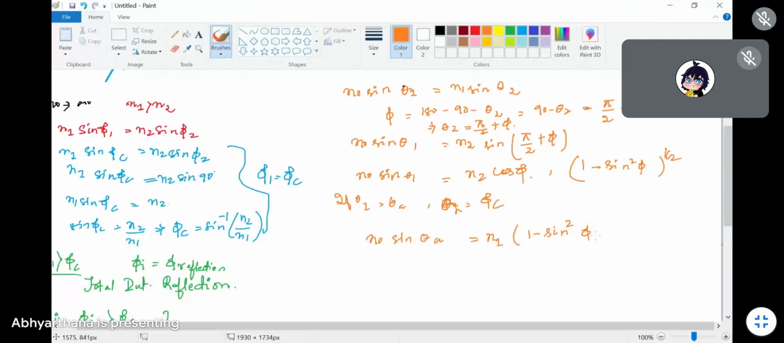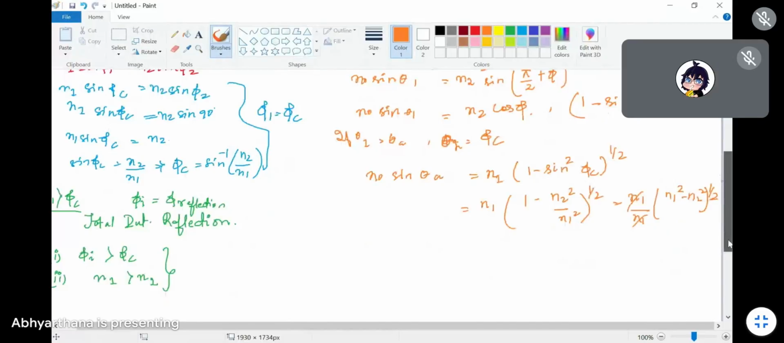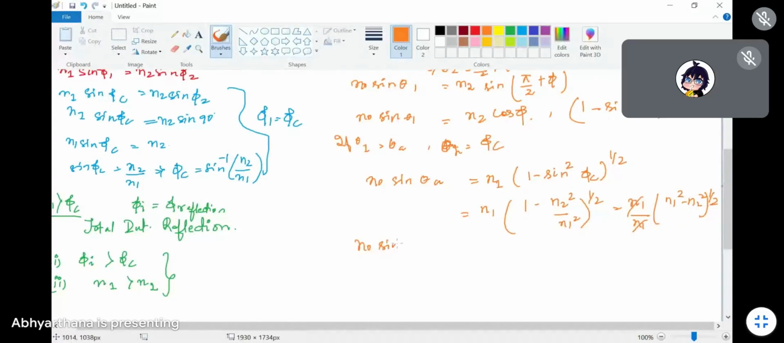So now if you remember, our sine phi c is nothing but n2 by n1. Okay. So it is nothing but 1 minus n2 square by n1 square. Okay. So this is nothing but n1 into, this is your n1 square minus n2 square, and this is divided by n1 square, which I take root over, it will become n1. So this is cancelled. So here I get n naught sine theta a is equal to n1 square minus n2 square root over.